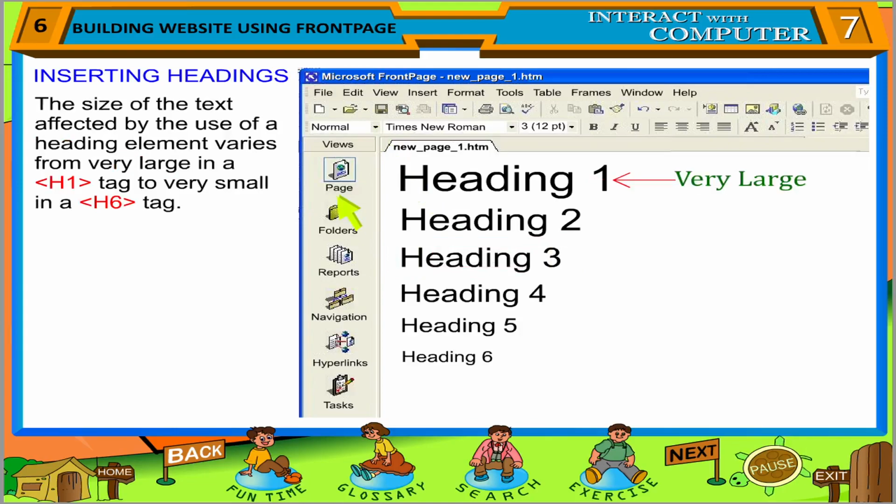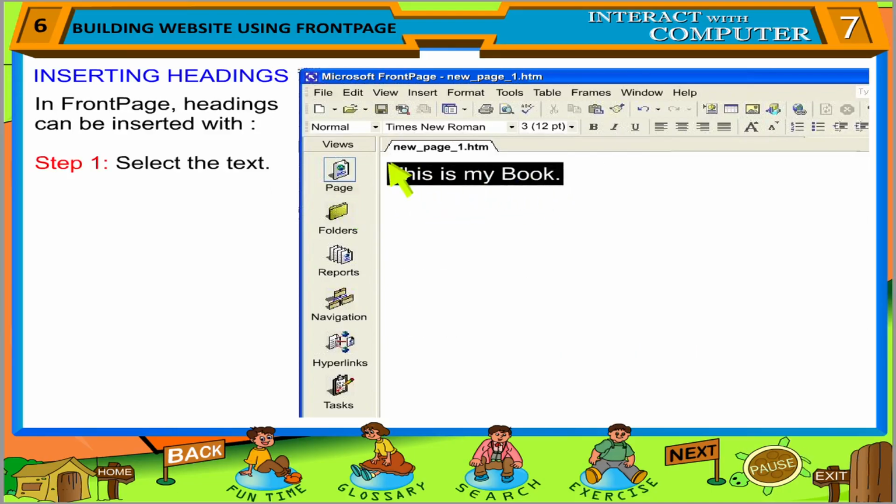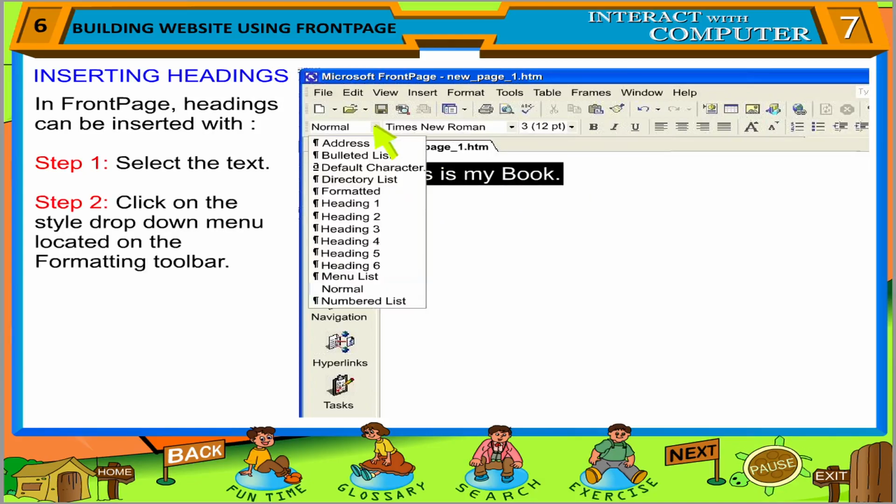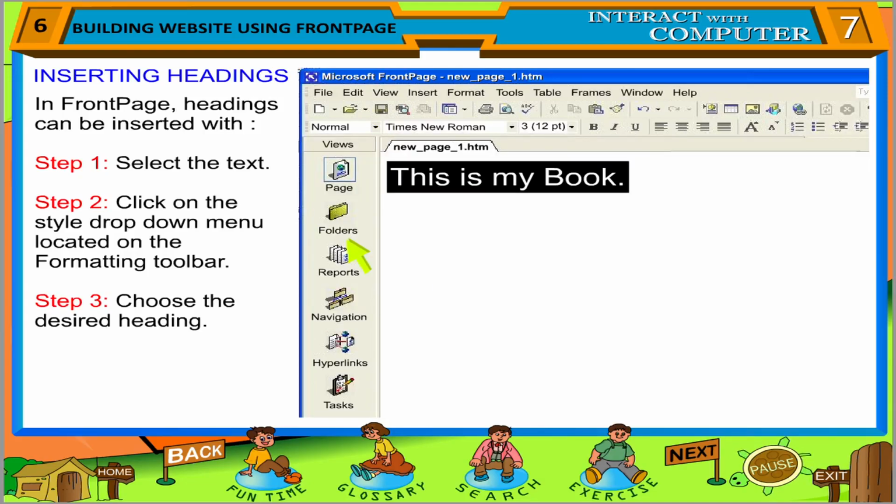The size of the text affected by the use of a heading element varies from very large in an H1 tag to very small in an H6 tag. In FrontPage, headings can be inserted with Step 1. Select the text. Step 2. Click on the Style drop-down menu located on the Formatting toolbar. Step 3. Choose the desired heading.